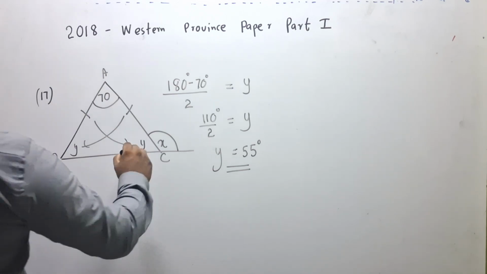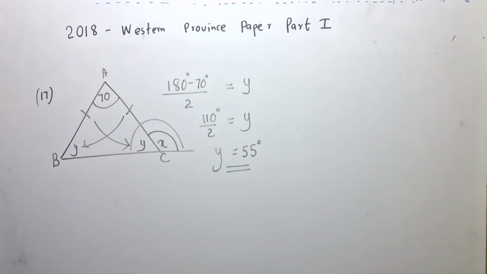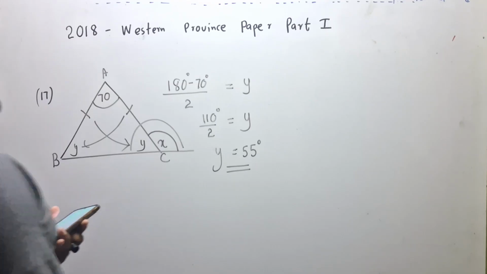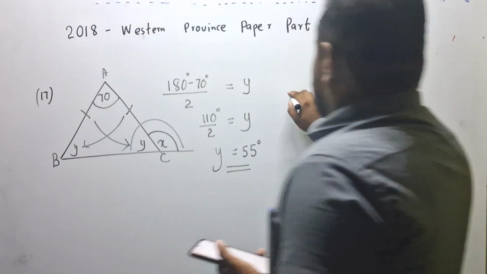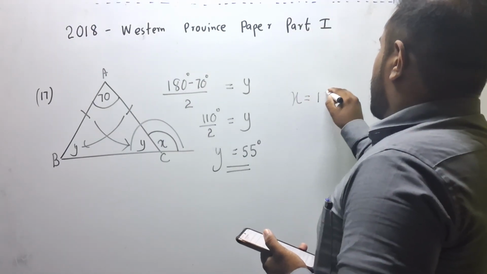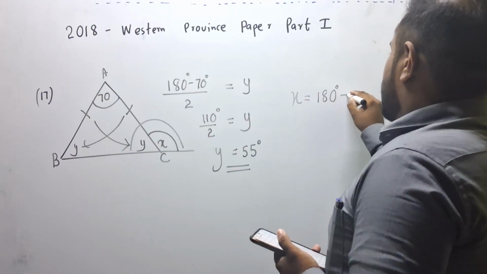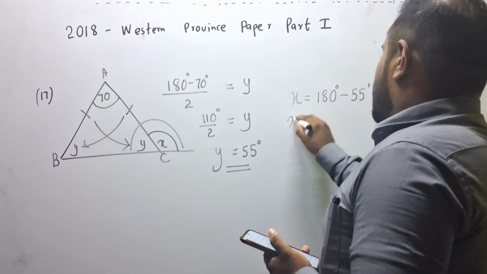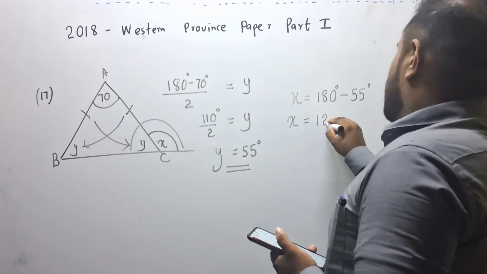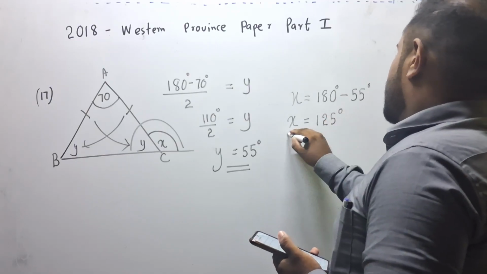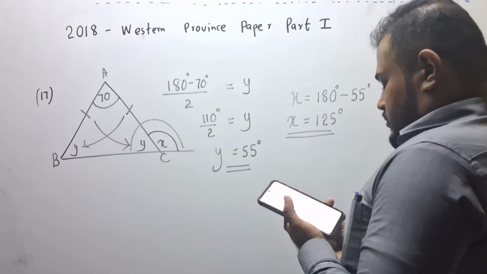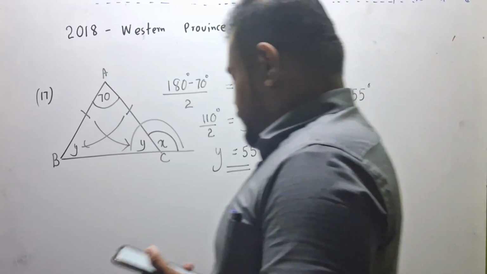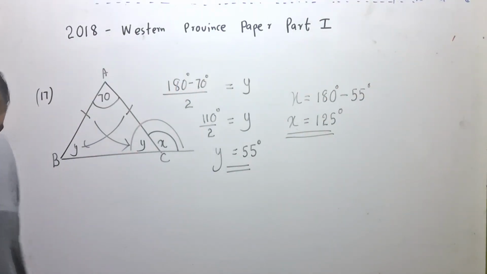Then, can you see y plus x equals 180? So we can write x equals 180 minus 55. X is equal to 125 degrees. Okay. Those are the answers.